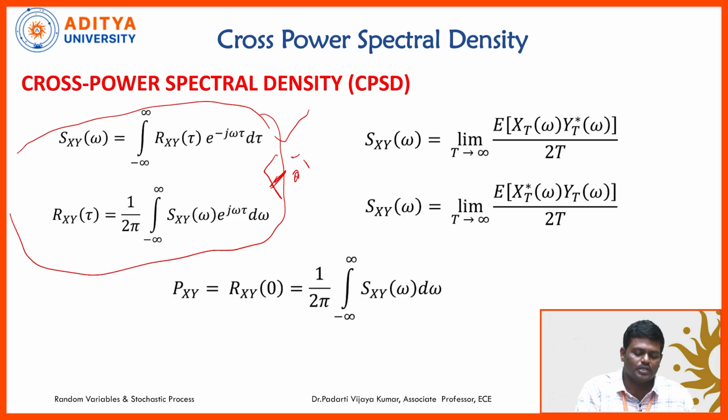And cross power spectral density is also mathematically defined as Sxy of omega is equal to limit T tends to infinity of expectation of X_T of omega times Y_T complex conjugate of omega, or you can write it the other way, expectation of X_T complex conjugate of omega Y_T of omega, divided by 2T. If I want to compute the average power, the formula using autocorrelation is simply to substitute tau equal to 0. Otherwise, integration of the power spectral density with respect to frequency gives the average power.